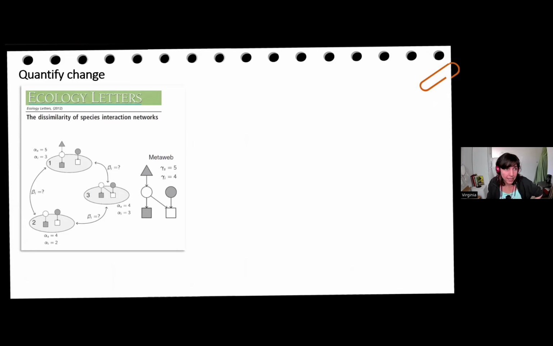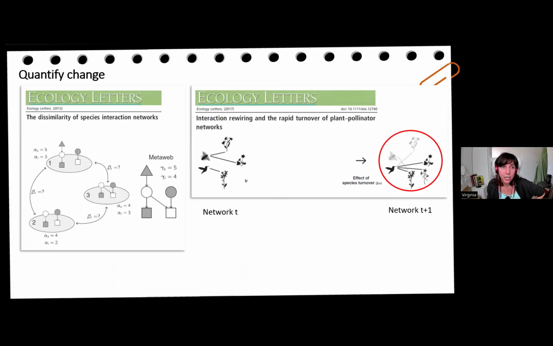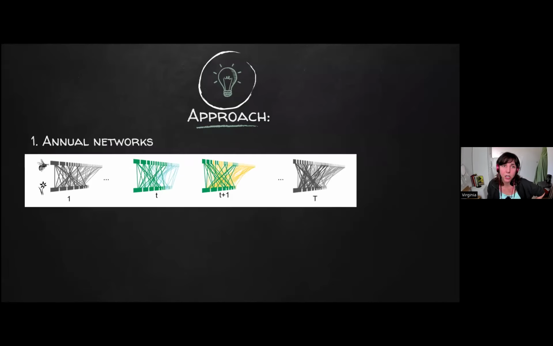However, what we need to do is less difficult because we only need to deal with one dimension, which is time, which means that we are going to compare our networks at time t with networks at time t plus 1. Then we would like to know if the changes of these interactions are because of rewiring, like this, where all the species remain but some interactions change, or if they are because of a species turnover, because the species change.